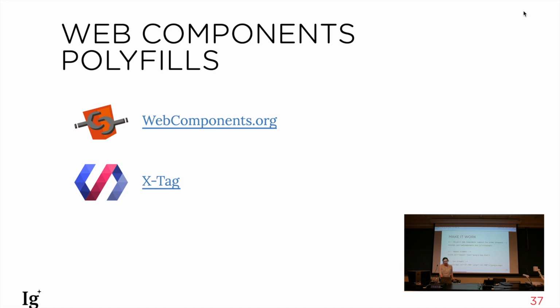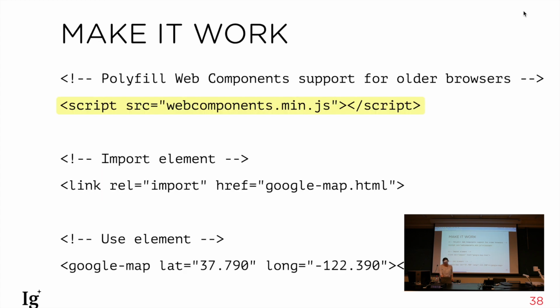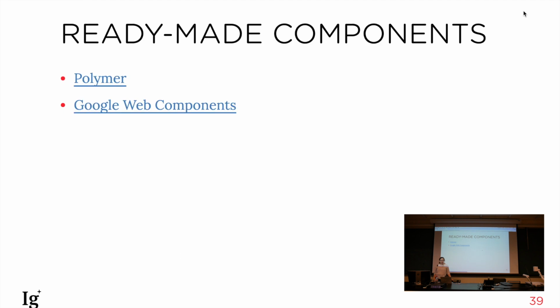It looks like that. You provide an additional script here, and then the same code should work. And there are ready-made component libraries, for example Polymer, a library of components by Google. They are basically made to provide you with very basic components like tab selectors and drop downs and such.